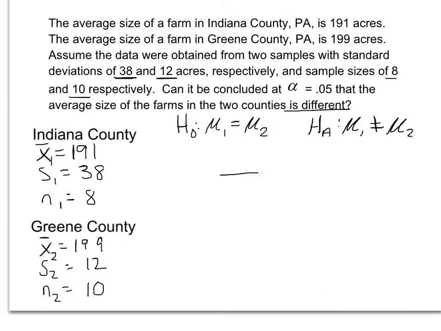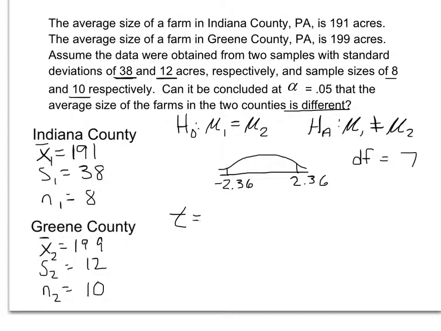Critical value, we have two-sided here. My degrees of freedom in this case, you have to look at your n of your 8 and your 10 and ask yourself which one's going to give me the smaller degrees of freedom. So my degrees of freedom ends up being 7. That's going to give me critical values of negative 2.36 and positive 2.36.